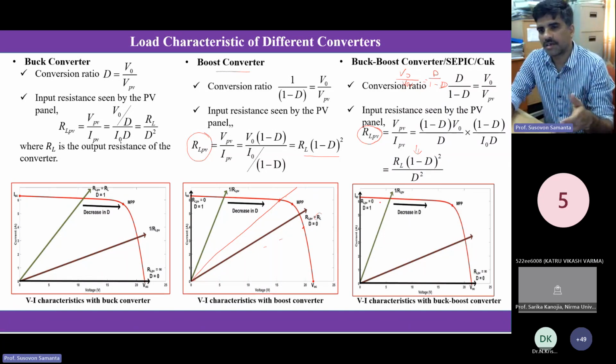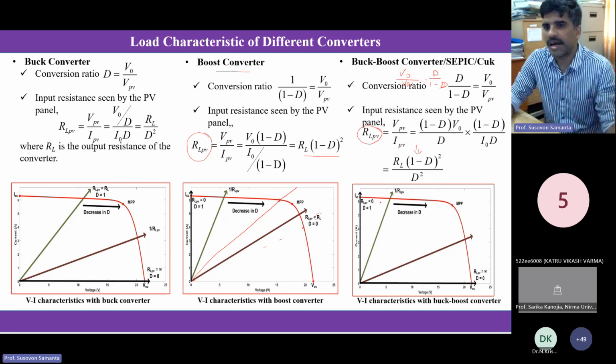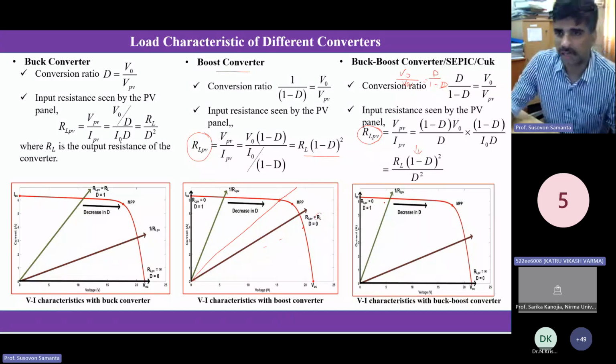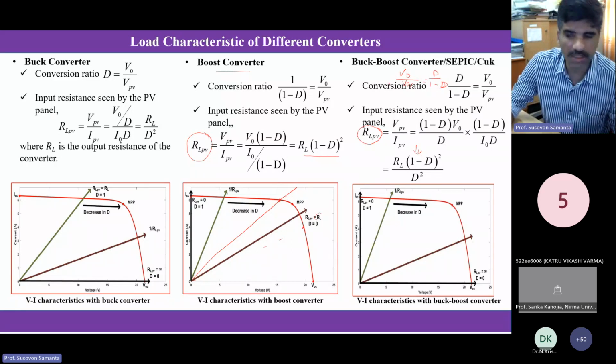So that means you can actually get the whole operating region of IV characteristics if you vary D from 0 to 1. That is why Texas Instruments have this solar optimizer where they are using a buck-boost converter to get the whole operating region of the IV characteristics.